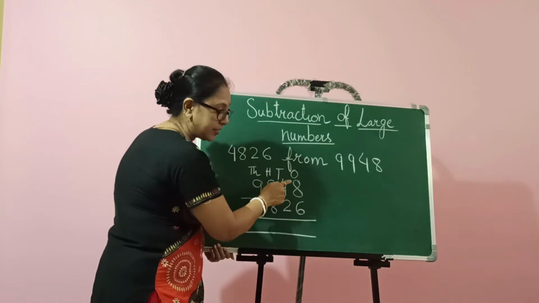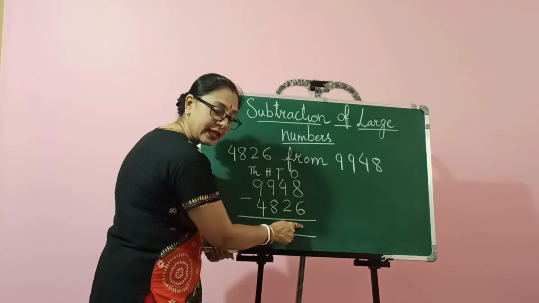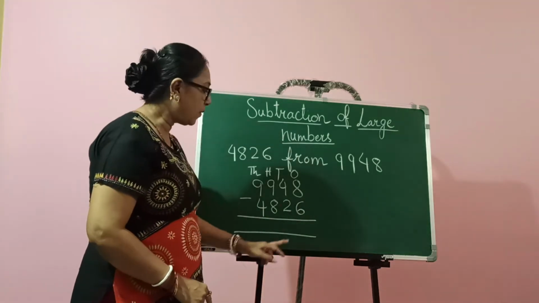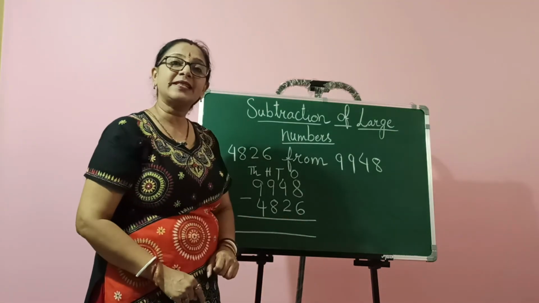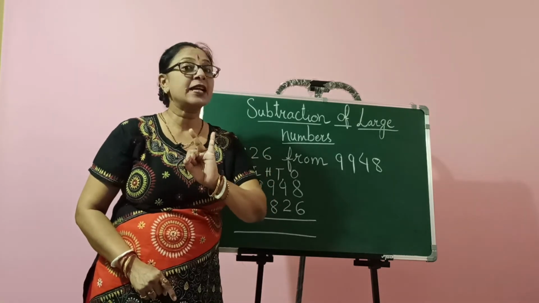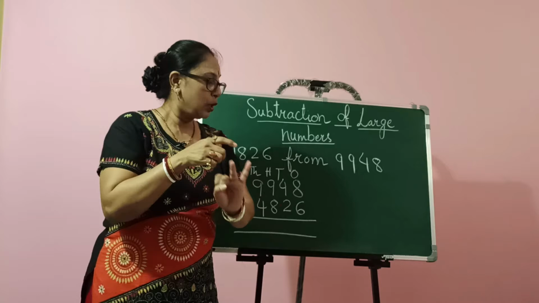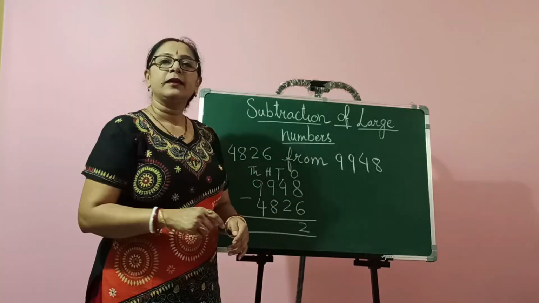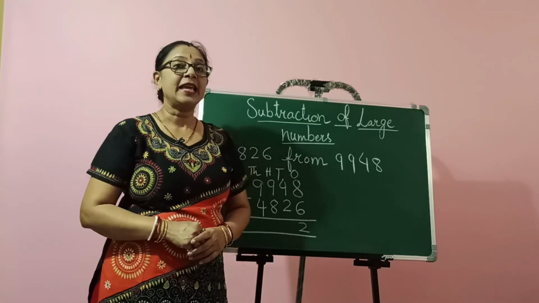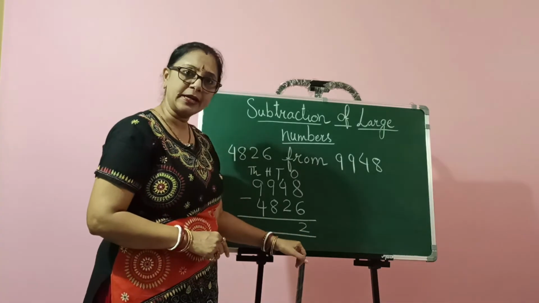8 is greater than 6. So simply we will write here. How do we count now? 6. After 6 comes 7, 8. You all have learned after numbers. So how much we get? 1, 2. So we write 2 here. In a simple way, you can say 8 minus 6 gives you 2. That way also you can write.